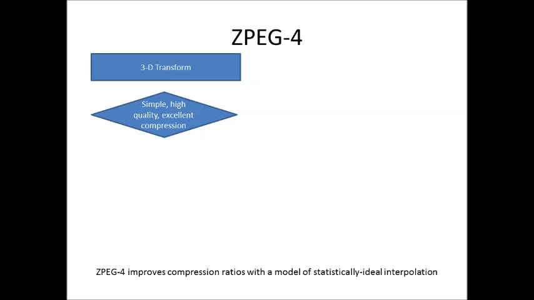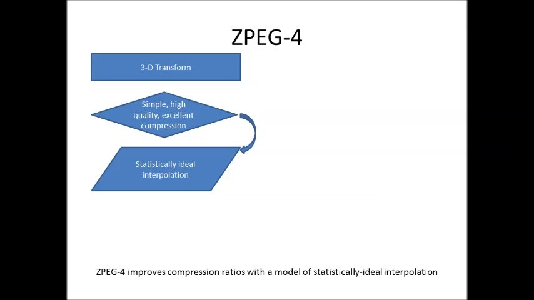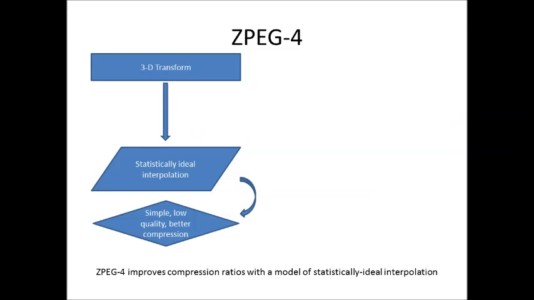ZPEG-4 is developed with the goal of providing even lower data rates than ZPEG-2, while accepting some degradation of video quality. A theoretically ideal interpolation algorithm is available for transform-based algorithms. Just as ZPEG-2 provides theoretically ideal, visually perfect compression, ZPEG-4 provides a theoretically optimal degradation of visual quality at any desired data rate.